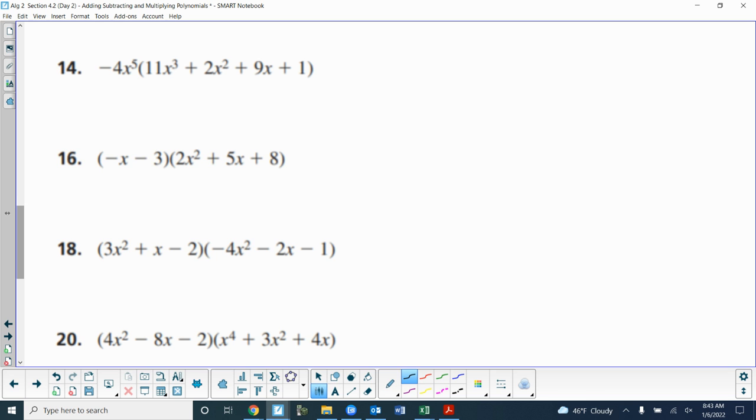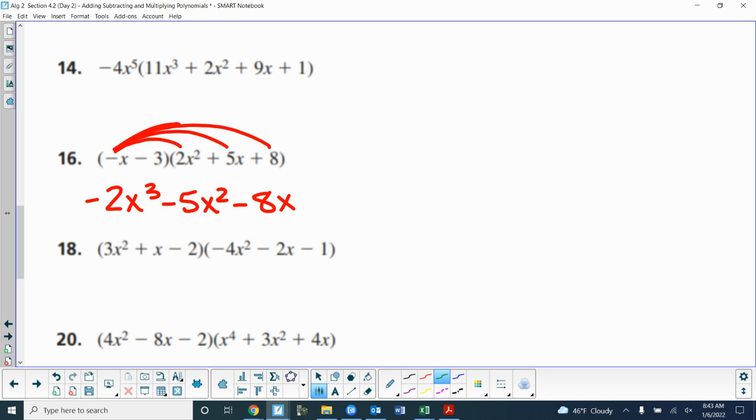So I'm going to go negative x times all 3. I'll do that first. So negative x times 2x squared is negative 2x cubed. And negative x times 5x is negative 5x squared. And then negative x times 8 is negative 8x. And then negative 3 times 2x squared is a negative 6x squared. And negative 3 times 5x is negative 15x. And negative 3 times 8 is negative 24.